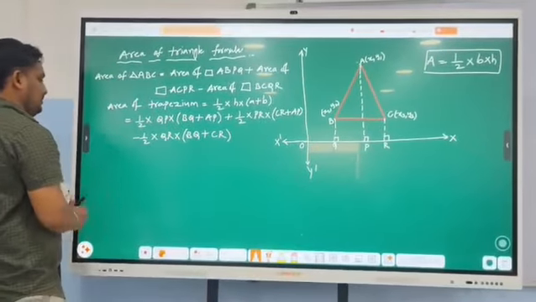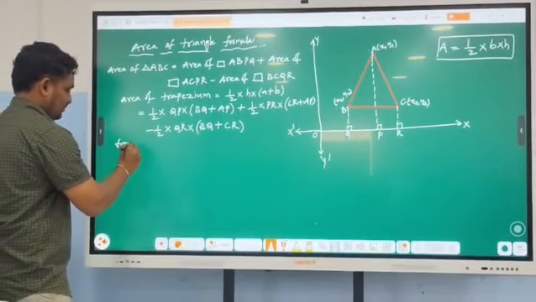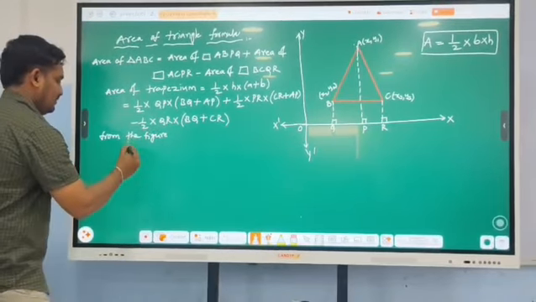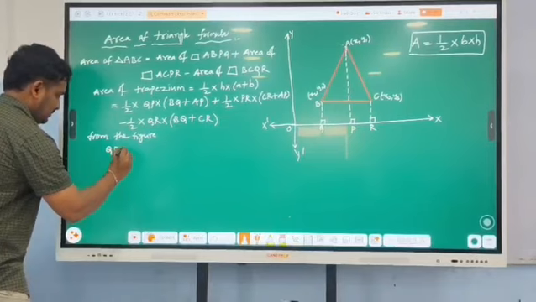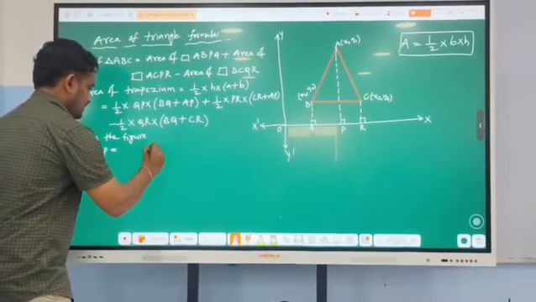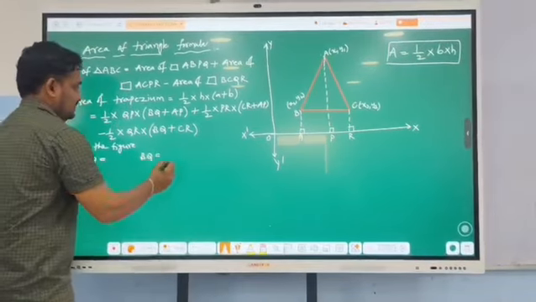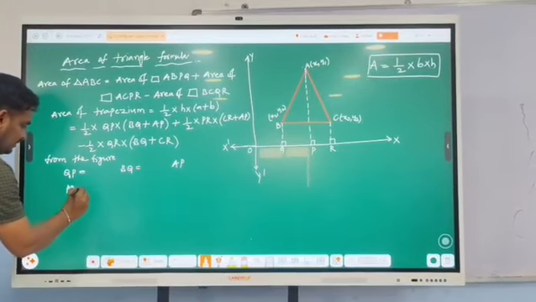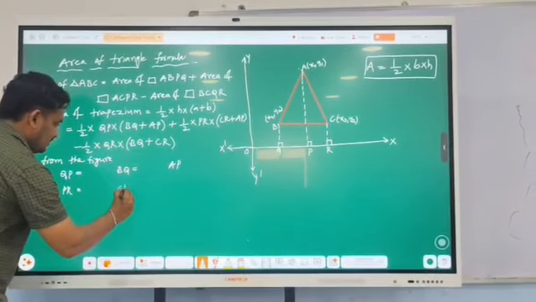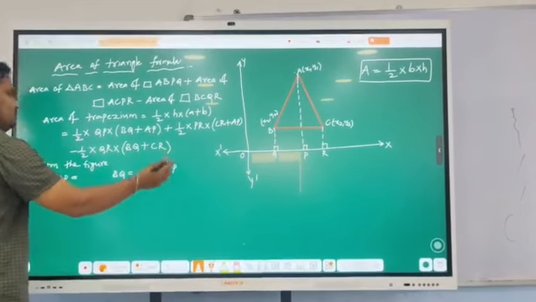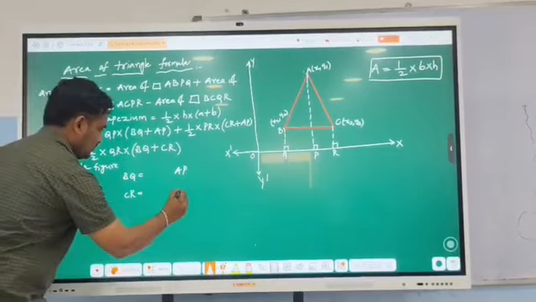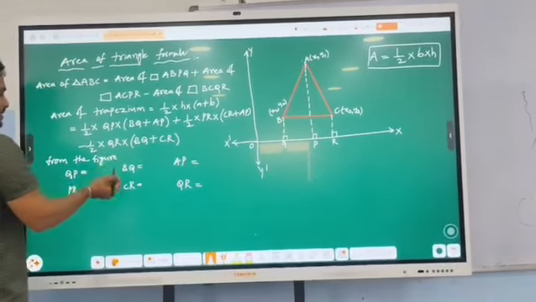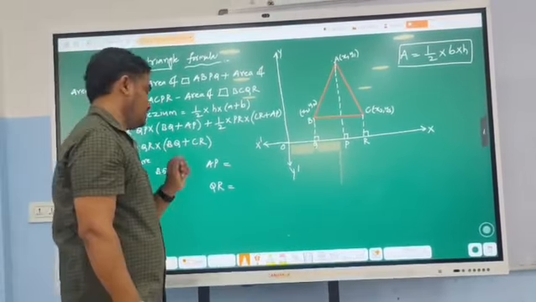First I will find all the values from the figure. QP is equal to what? As well as BQ, as well as AP. What is PR? And also CR and also AP. So here QR, you want QR. QR is equal to what? BQ already we found. CR already we found. So now observe the diagram carefully.